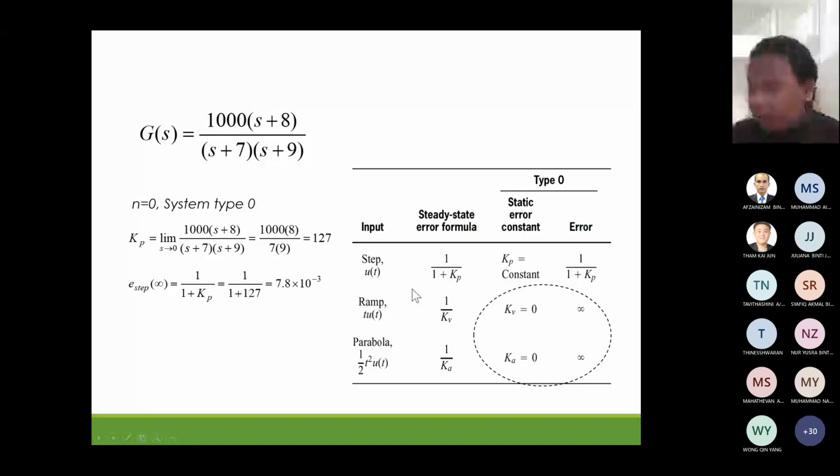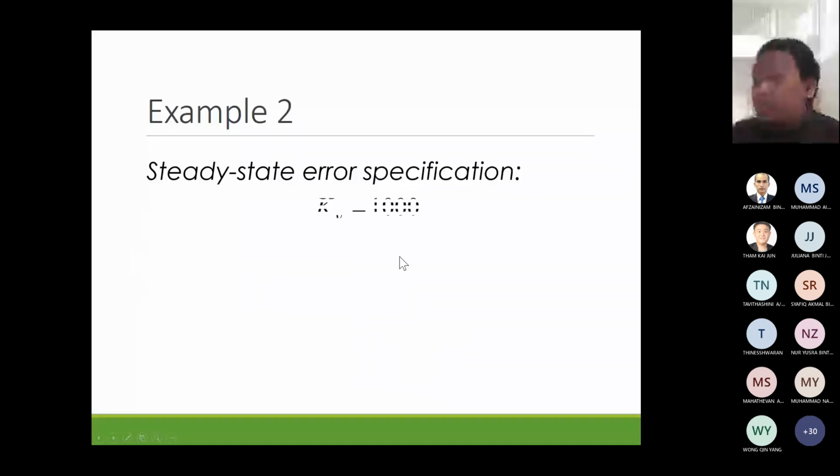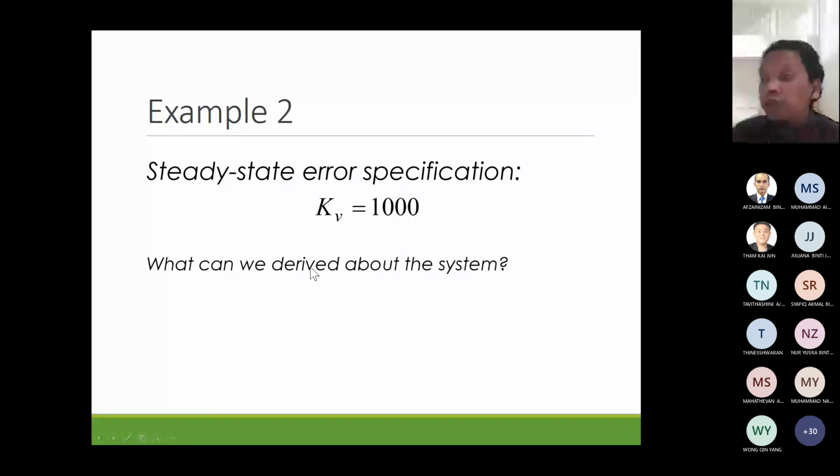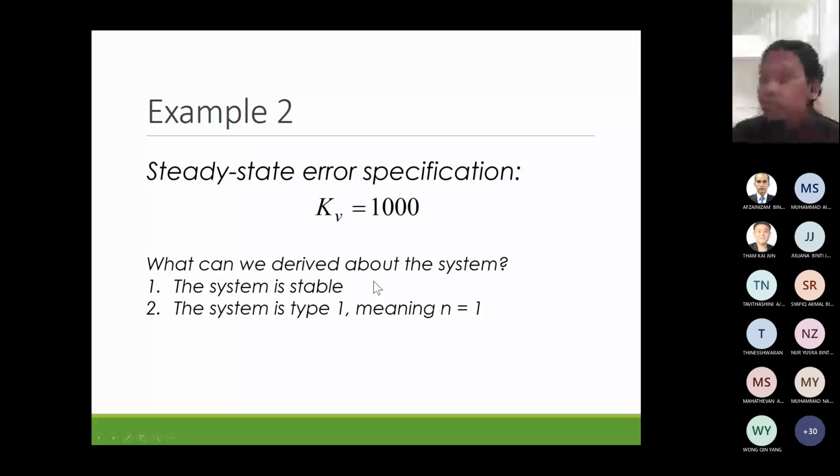So now let's look at another example. So let's say you are given a specification to maybe develop a system that has Kv equals 1000. So what can we derive about the system? So the system is stable because it has a static error constant. And then the system is type 1. If we want the steady state error equals 0, equal something, I forgot already, the table just now.